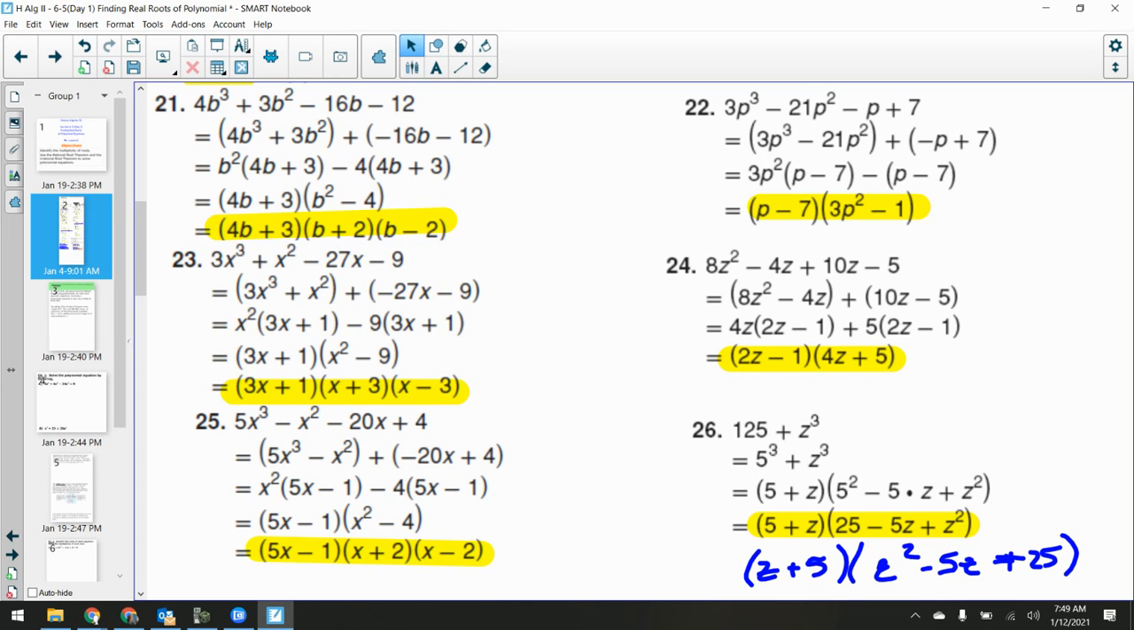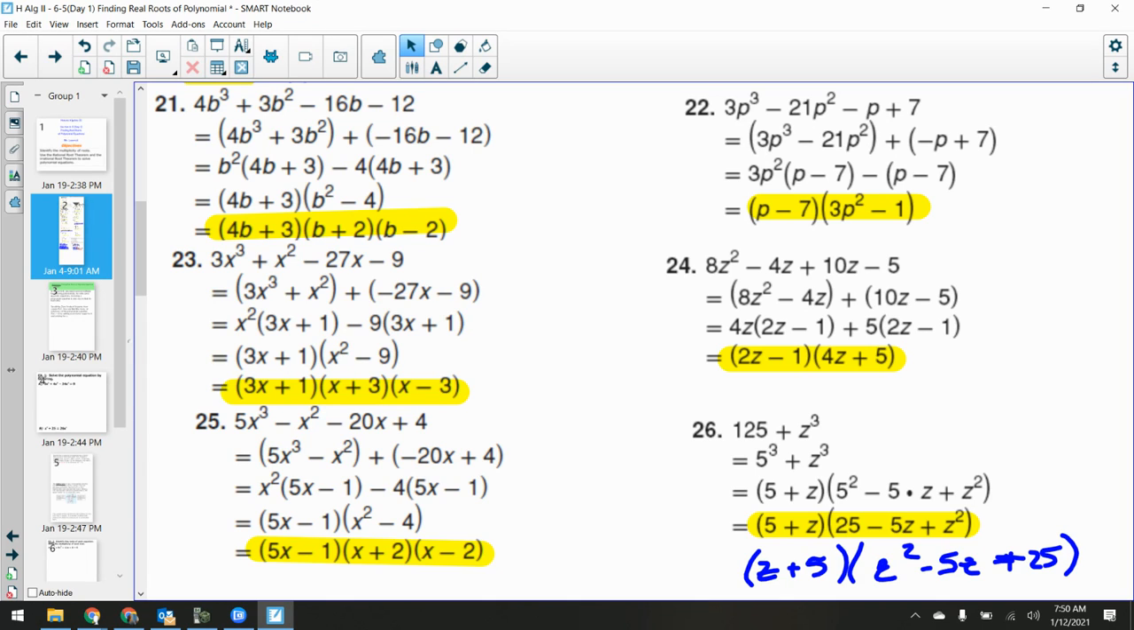So this is one of those sum-of-cubes ones, right? We got 125 plus z to the third. Okay, so if it's a two-term, you know, there's no GCF, obviously, but if it's a two-term, it's got to be either difference of squares, difference of cubes, or sum of cubes. These aren't perfect squares, so I disregard the difference of squares, and it's a plus sign anyway. So the only thing it could possibly be to factor down is the sum of cubes.